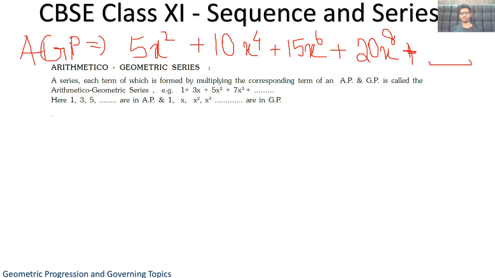25x to the power 20. The term of an AP is correct. I think there was a mistype.